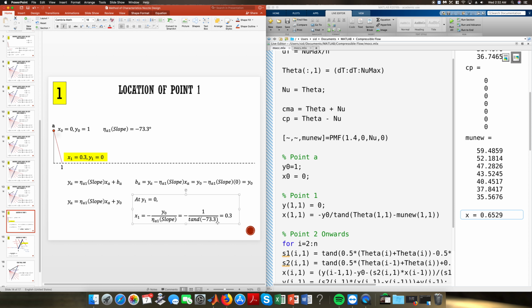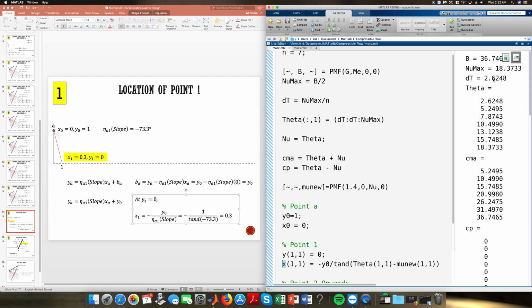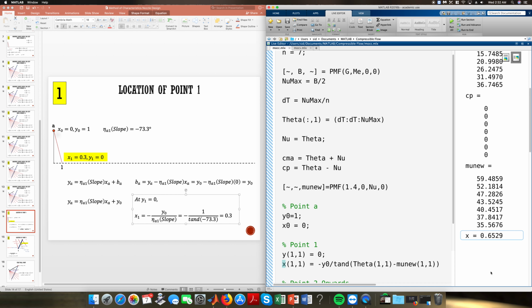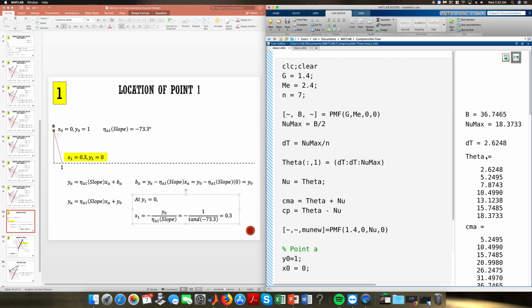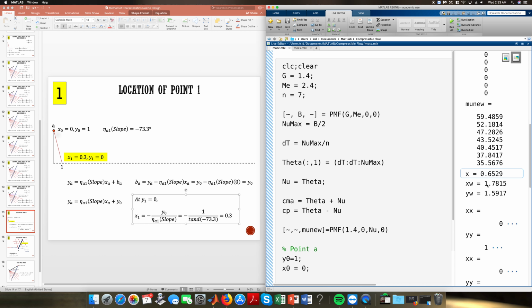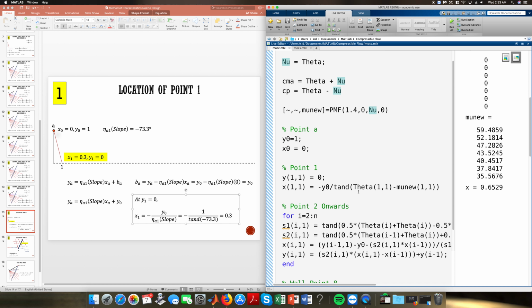So that's point 1. You get x naught and y naught of point 1. Again, mind you, you won't get 0.3 because now we are dividing with equal intervals. We're not setting the first angle as 0.3 and then stepping in 3 increments. We're taking that 18.3 and just dividing it equally by 7, right? So in that case, you end up getting x as about 0.65, right? That's fine.